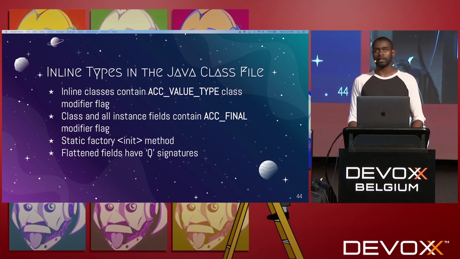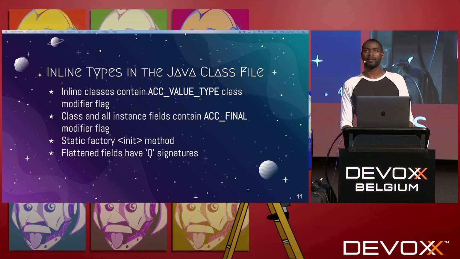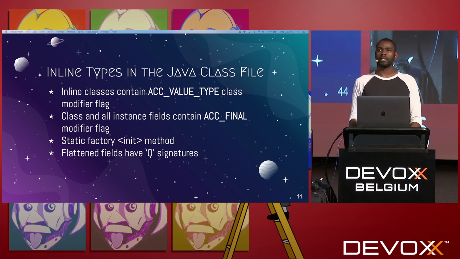Also, the flattened fields have Q signatures instead of L signatures. So this lets the JVM distinguish between things that are flattenable and things that aren't. The same is true for method parameters and return types, in case the JVM wants to scalarize arguments for method invocations.